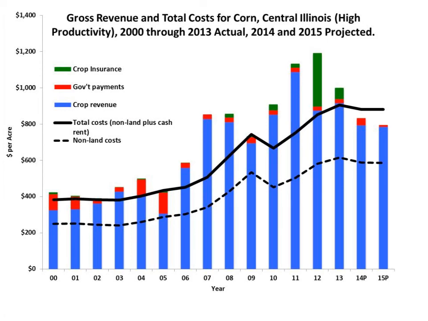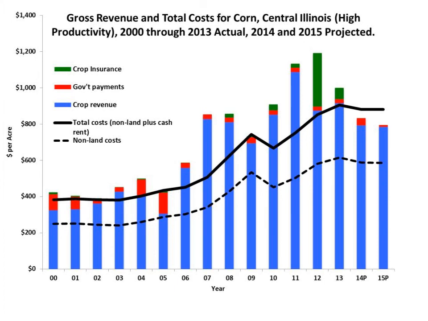Here's a slide for Central Illinois that shows what's happened to gross revenue in the bars, and we break out gross revenue into crop revenue, crop insurance and government payments, those direct payments and our acre and other payments that happened over time. The dashed line shows non-land cost, and then total cost is non-land cost plus average cash rent.